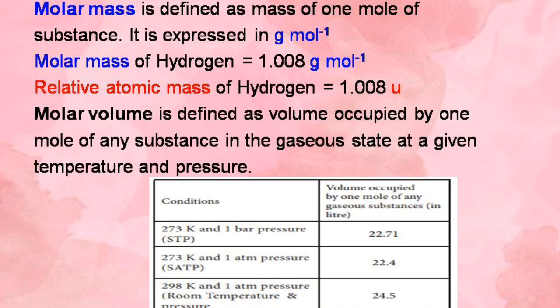Now we come to know that the mass of 1 mole of a substance is known as molar mass. It is expressed as gram per mole. The molar mass of hydrogen is 1.008 gram per mole. If it is expressed as relative atomic mass, it is 1.008 u. We only have to change the unit according to what the definition asks.